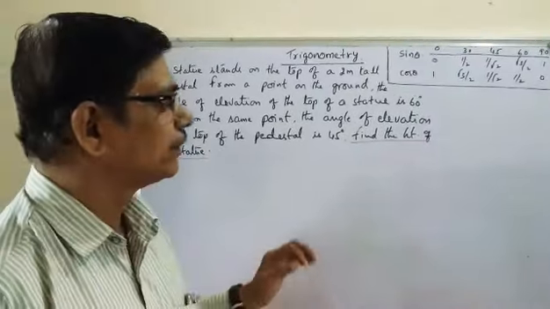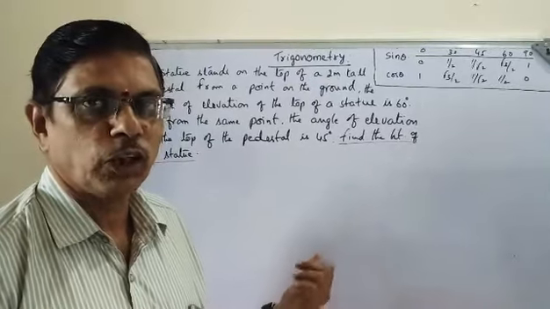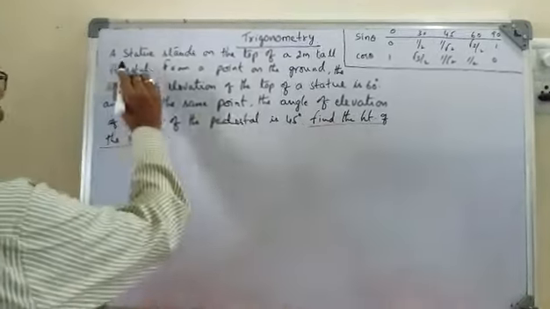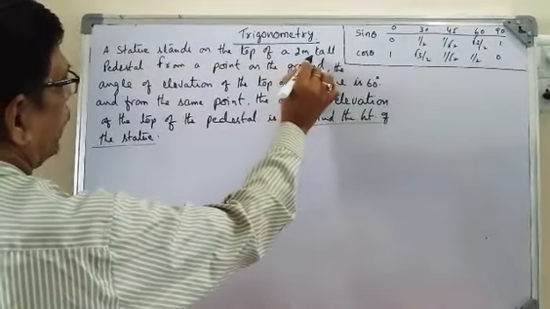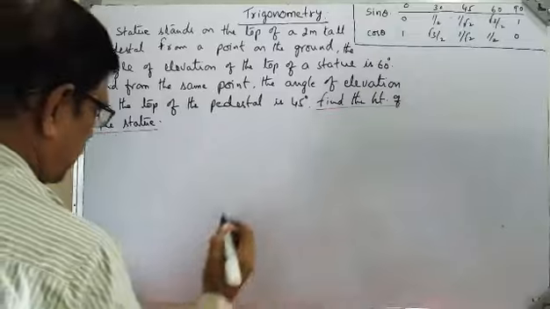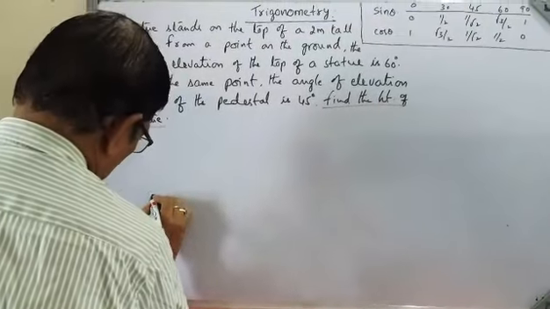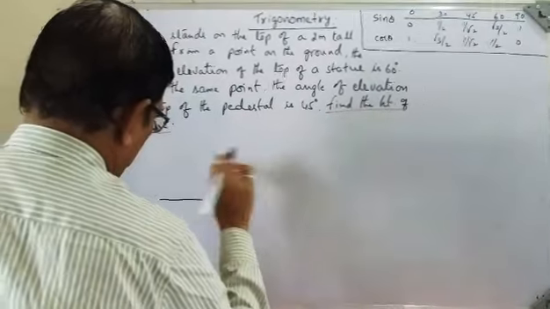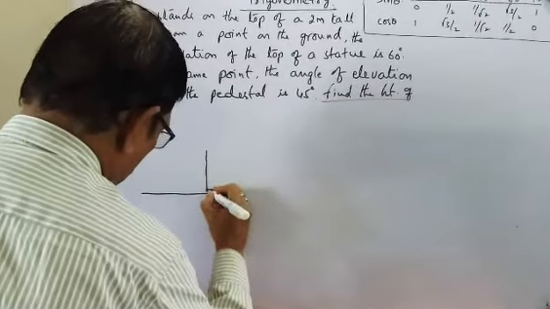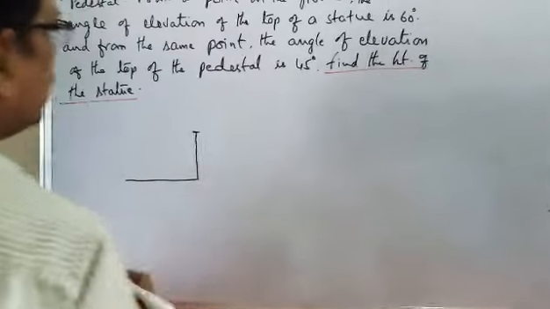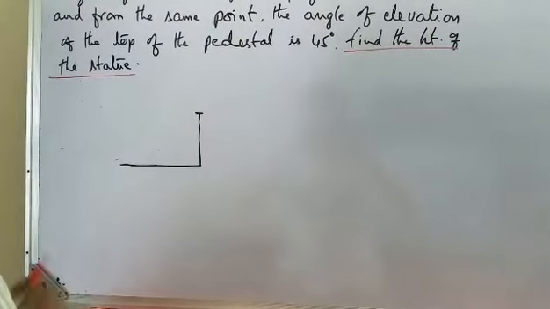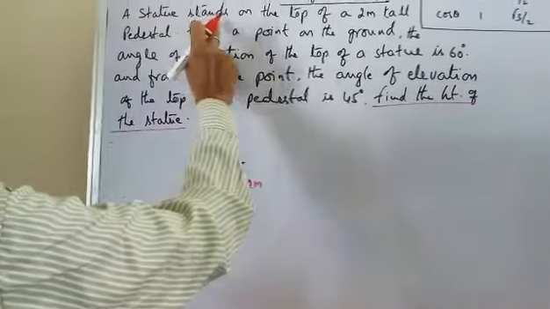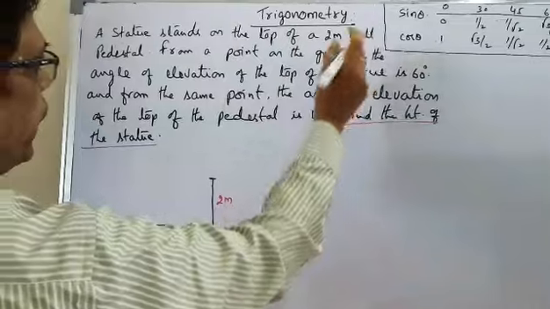Okay, good morning. Today we do one more problem on trigonometry. Here, a statue stands on the top of a 2-meter tall pedestal. Let us take this as the ground and this as the pedestal, and the height is given, it is 2 meters.